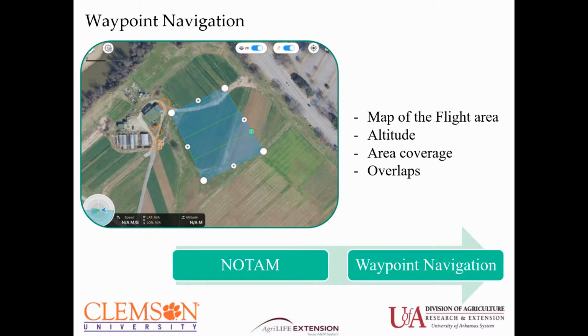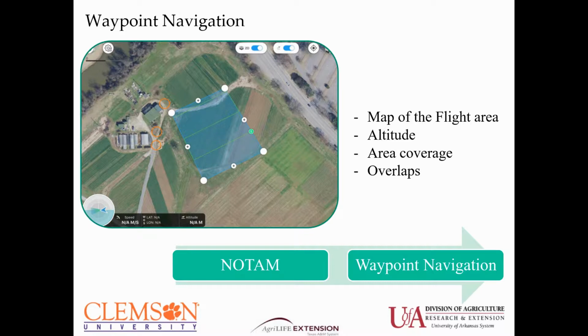So after the filing of Notice to Airmen, the second workflow is the setting of waypoint navigations. Depending on the software of your SUAS, you can plan your flight path ahead of time using either waypoint navigations, 3D map generations, or PhotoMap. The software on this slide is from DJI GS Pro.